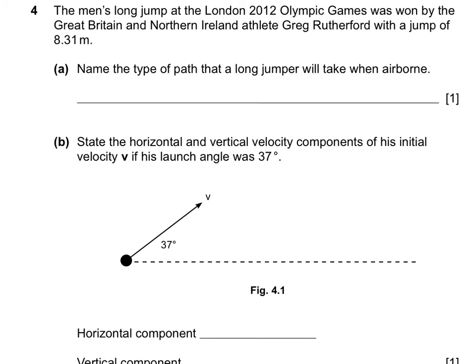Question 4. The men's long jump at the London 2012 Olympic Games was won by the Great Britain and Northern Ireland athlete Greg Rutherford with a jump of 8.31 metres. Name the type of path that a long jumper will take when airborne.